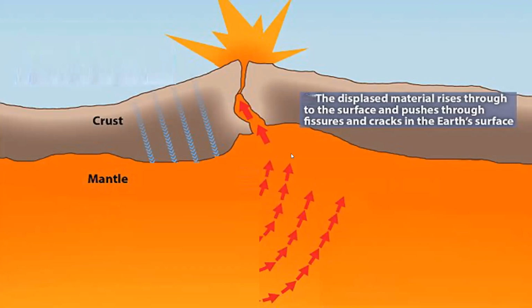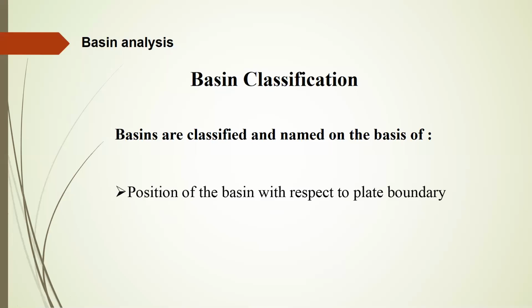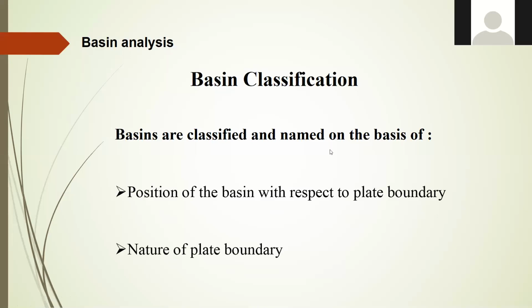Yes, sir. So the figure is clear, I guess. Okay. So basins are classified and named on the basis of what? How can we classify and name a basin? Its position with respect to the plate boundary in which it is found, and the nature of the plate boundary. So these two are the factors on which naming and classification of the basin is done.